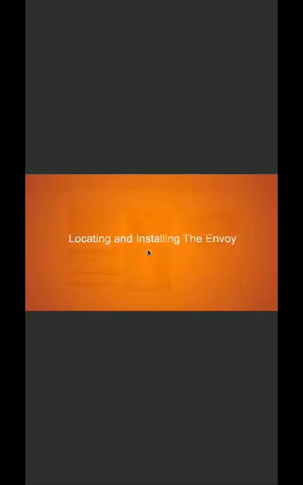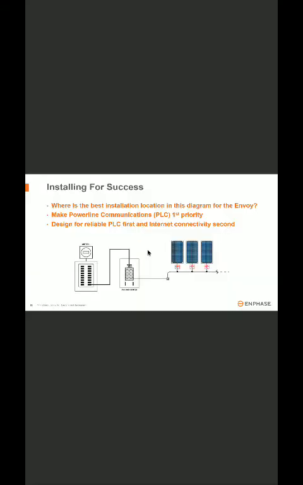So a few factors to consider when locating and installing the Envoy. There are typically two ways that your PV system is going to be wired together. Some ways are more advantageous and give you flexibility with the communication between Envoy and microinverter. The first way is the better solution and the most flexible. So this will show where your Envoy should be.